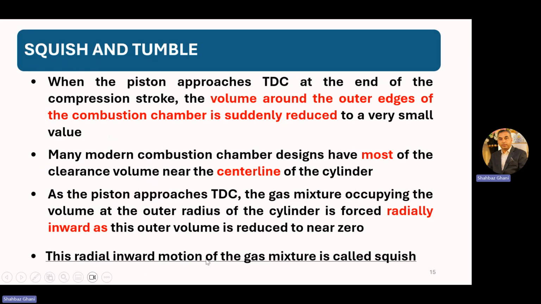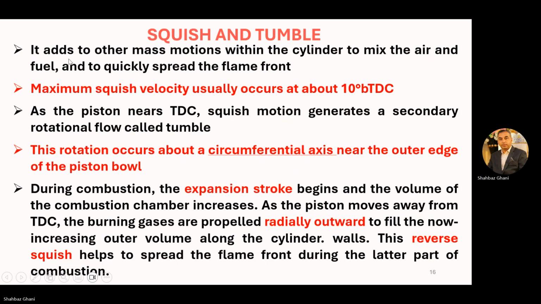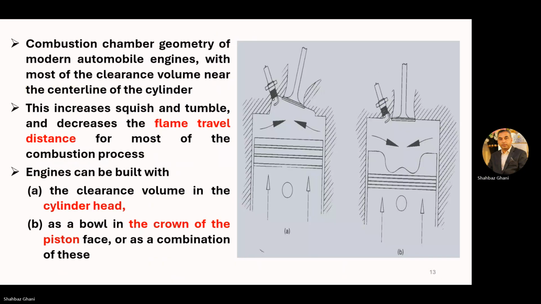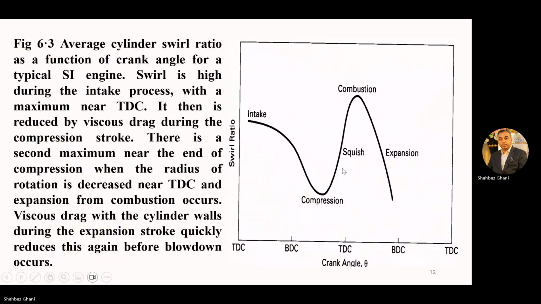This radial inward motion of the gas mixture is called squish. Now, it adds to other mass motion within the cylinder to mix the air and the fuel and quickly spread the flame front. Maximum squish velocity usually occurs at about 10 degrees before TDC, as we have seen in that figure, that maximum squish is happening at 10 degrees before TDC.